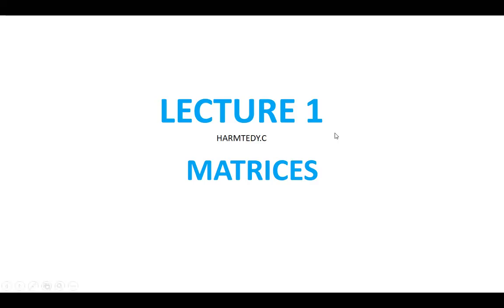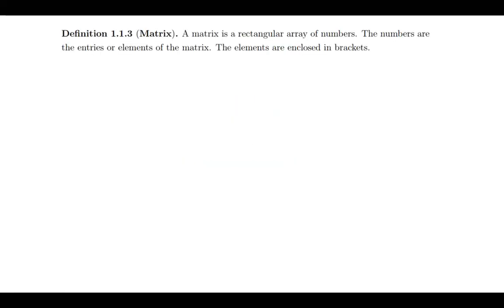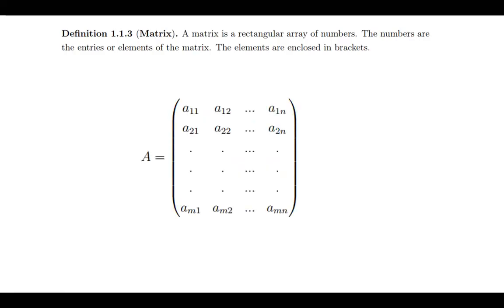So I think we can begin. So what is a matrix? By definition, a matrix is a rectangular array of numbers. Those numbers that are found in the matrix are called the entries or elements of the matrix. So these elements are enclosed in these types of brackets.